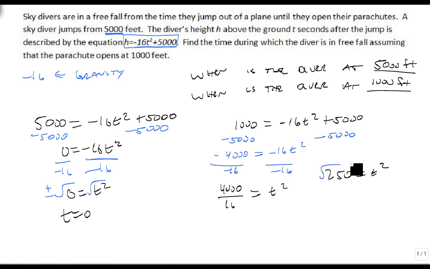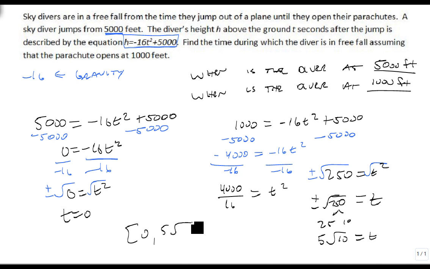Use our square root property to give us t equals plus or minus the square root of 250. Well, 250 is 25 times 10, so that's really 5 root 10 equals t, plus or minus. But we aren't in free fall before we jump out of the plane. This is where that common sense comes in that I've referenced a few times. We need to make sure that we only allow this to be the positive one. So 5 square roots of 10 equals t. So we're in free fall from 0 to 5 square roots of 10.